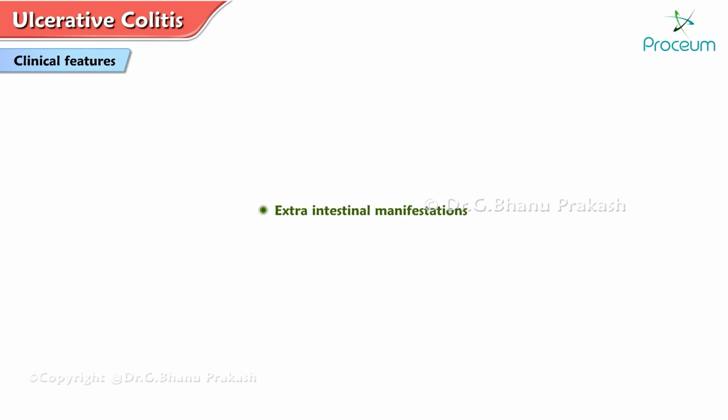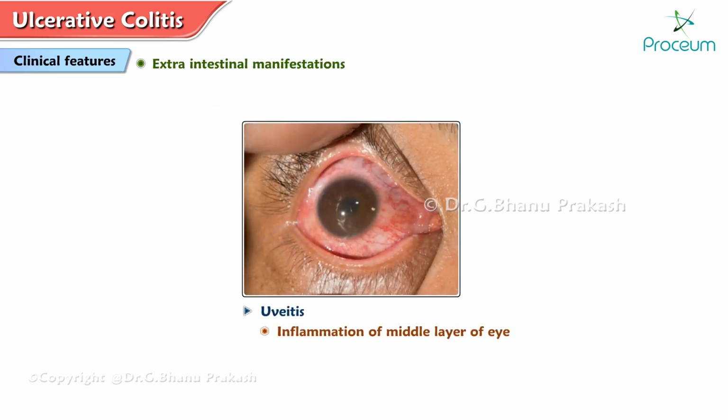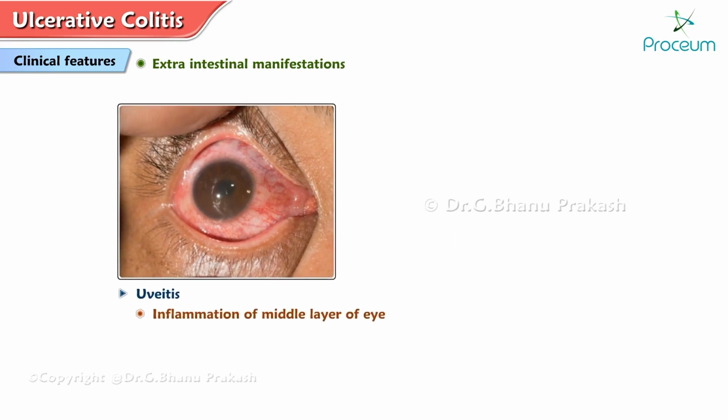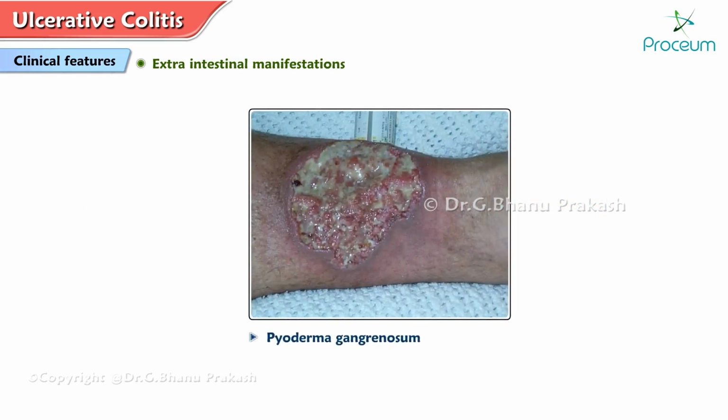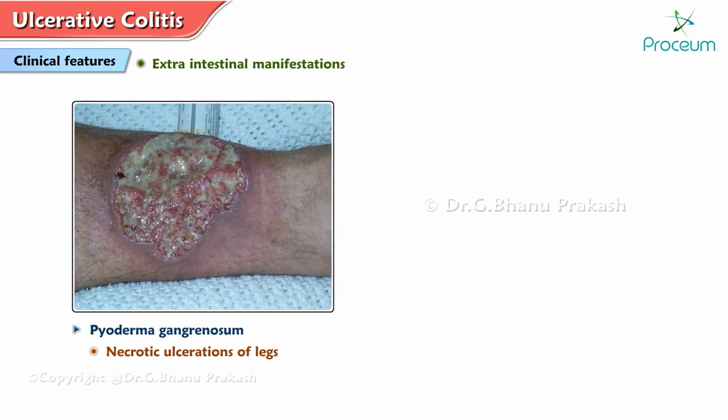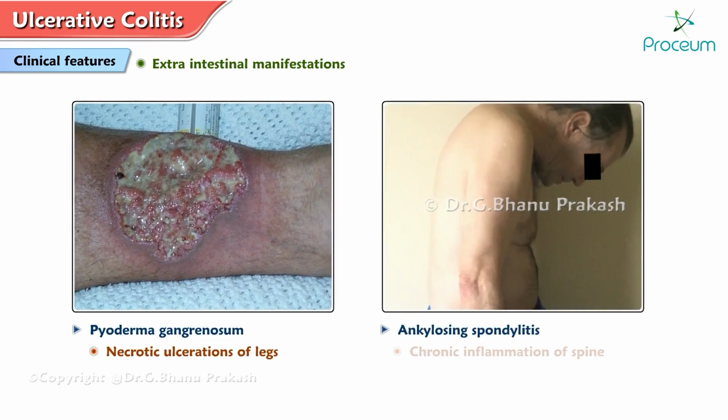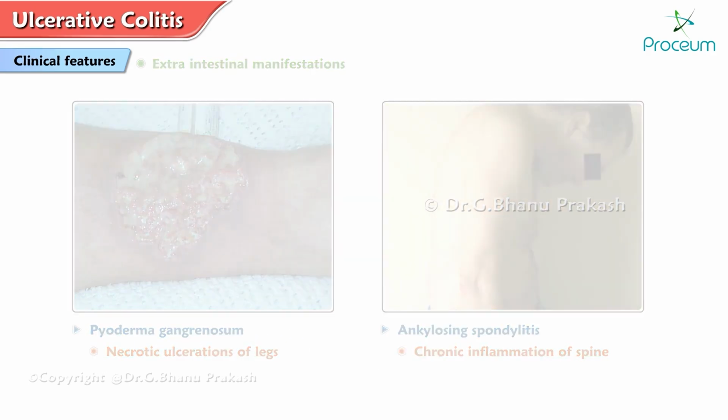Extraintestinal manifestations. Various extraintestinal symptoms have also been associated with ulcerative colitis, such as uveitis, inflammation of the middle layer of the eye. Episcleritis. It's an inflammatory condition affecting the episcleral tissue between the conjunctiva and the sclera that occurs in the absence of an infection. Pyoderma gangrenosum, necrotic ulcerations of the legs. Ankylosing spondylitis, chronic inflammation of the spine.